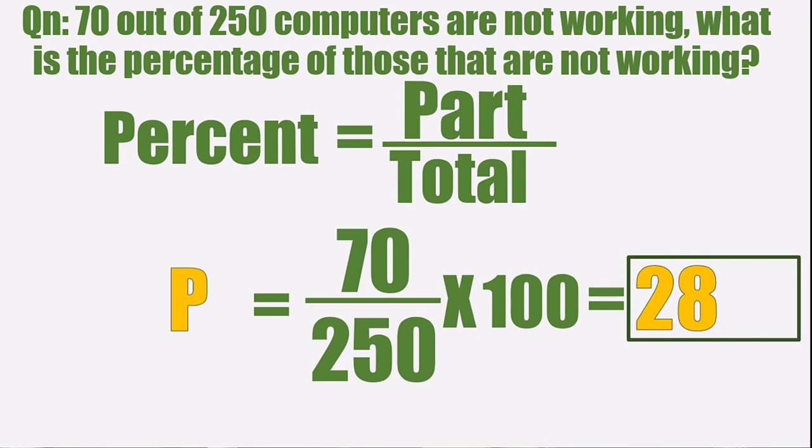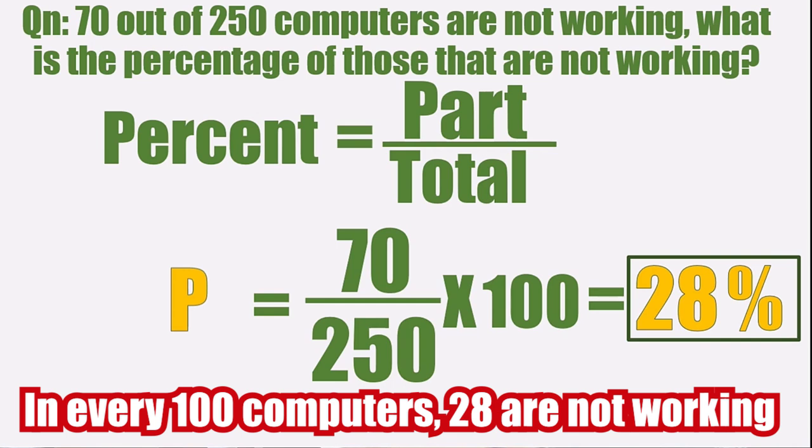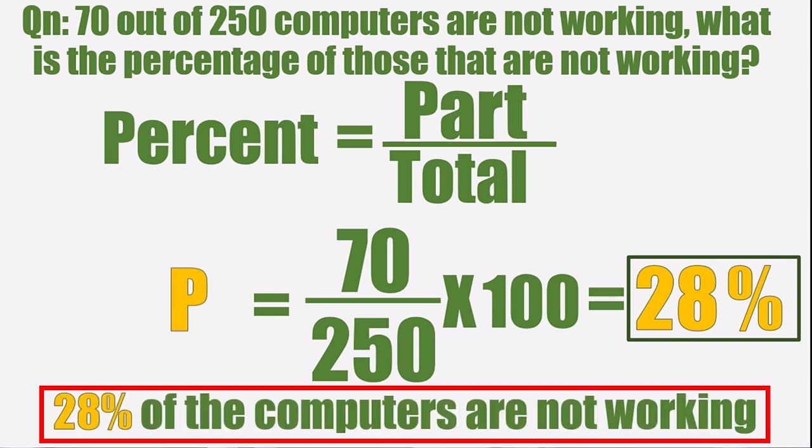Now this 28, to show that it's a percent, you need to add there the percent symbol. So this 28 is actually not a number. It's a representation of the computers that are not working. So it means in every 100 computers, 28 computers are not working. Or you can also conclude that 28% of the computers are not working.